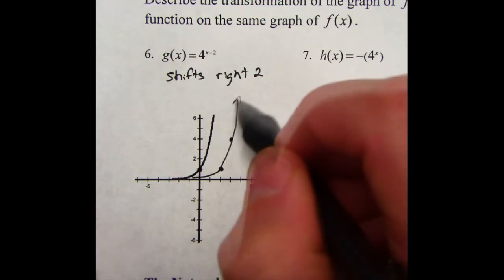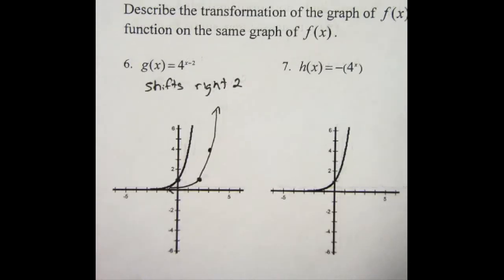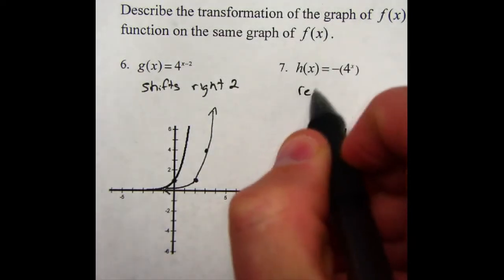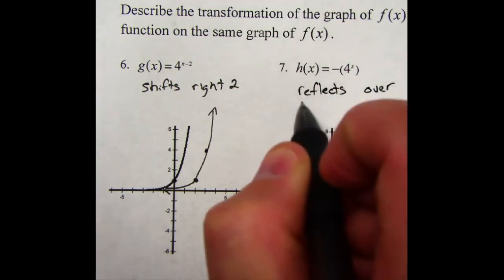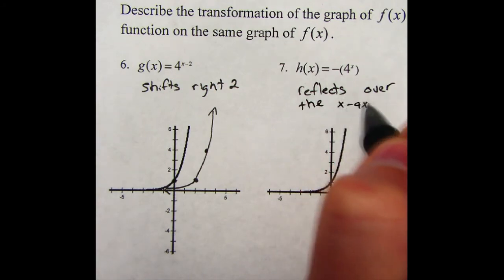Okay. Now remember, what does the negative out in front do to the graph? It reflects it over which axis? It would be the x-axis. If it's out in front, it flips it over the x. If it's inside with it, it flips it over the y.